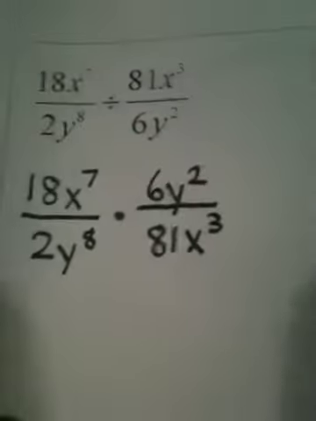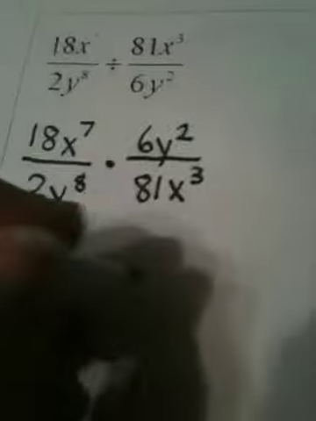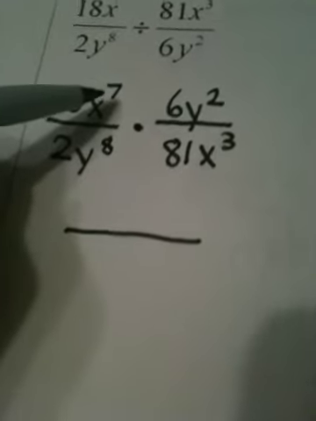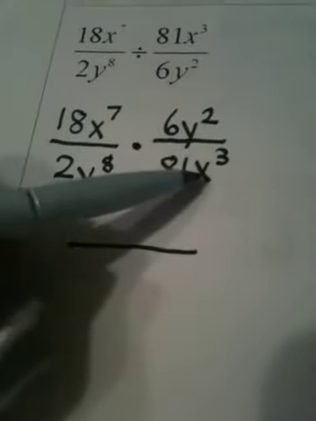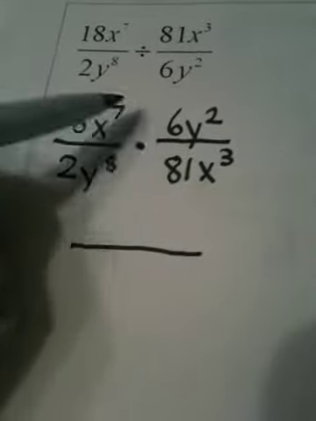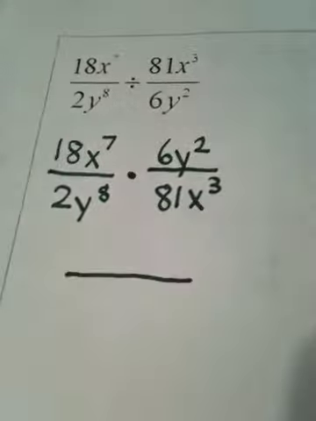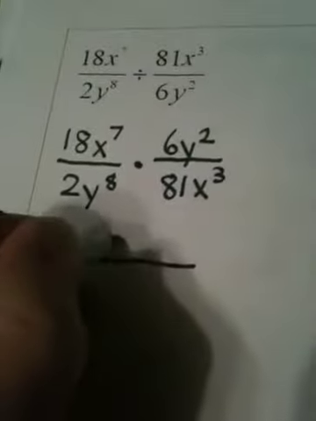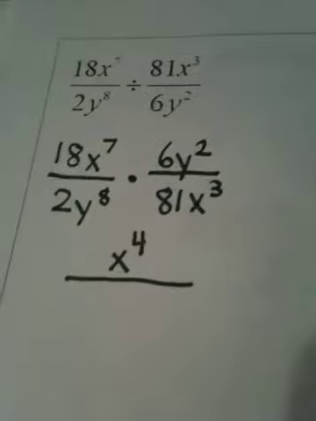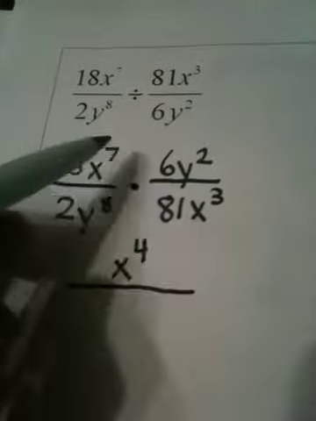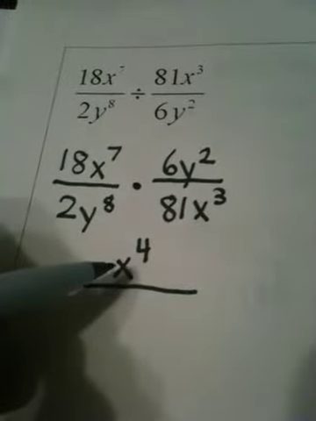Now, what I'd like to do here is this. Let's first determine where the variables are going to end up. I have x to the 7th on the top, x to the 3rd on the bottom. Remember, when you're dividing, exponents get subtracted. So 7 minus 3 would give me a positive 4, which tells me that x to the 4th would go in the numerator. So virtually these x's are gone, becoming x to the 4th.